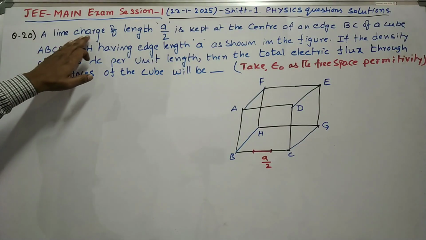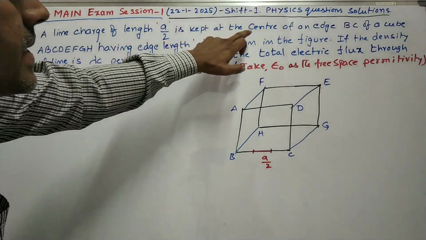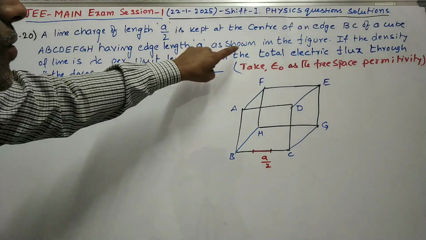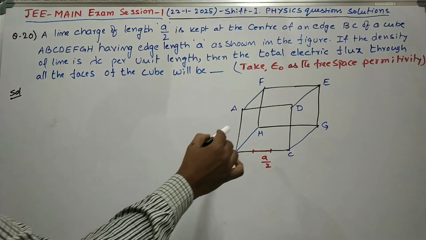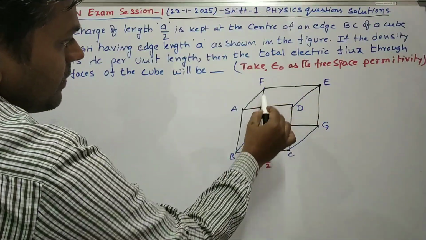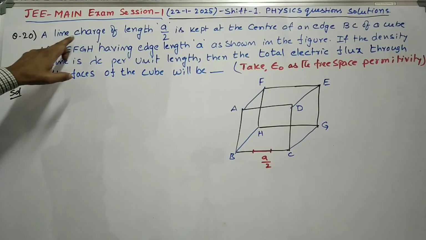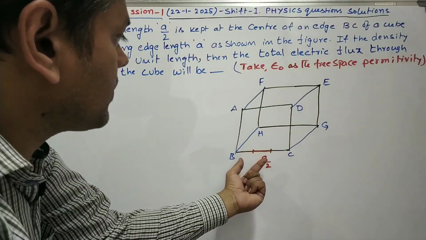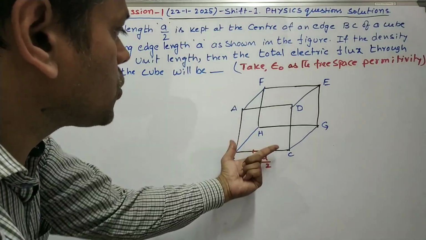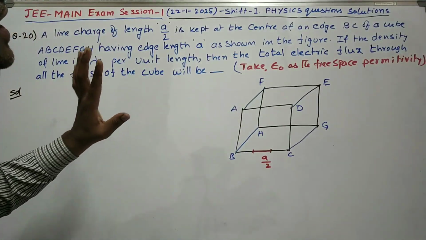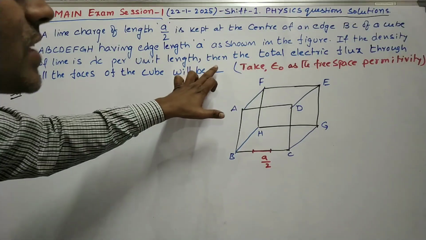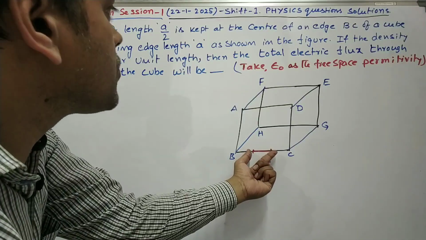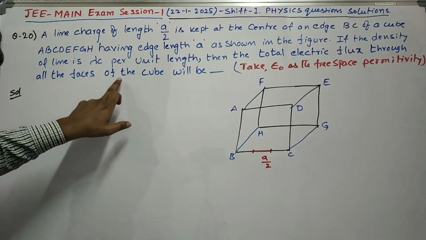The 28th question: a line charge of length a by 2 is kept at the center of an edge BC of a cube ABCDEFGH having edge length a, as shown in the figure. This is a cube ABCDEFGH. A line charge of length a by 2 is at the center of one side of this cube, whose side is equal to a. If the density of the line charge is lambda coulomb per unit length, then the total electric flux through all the faces of the cube will be what?